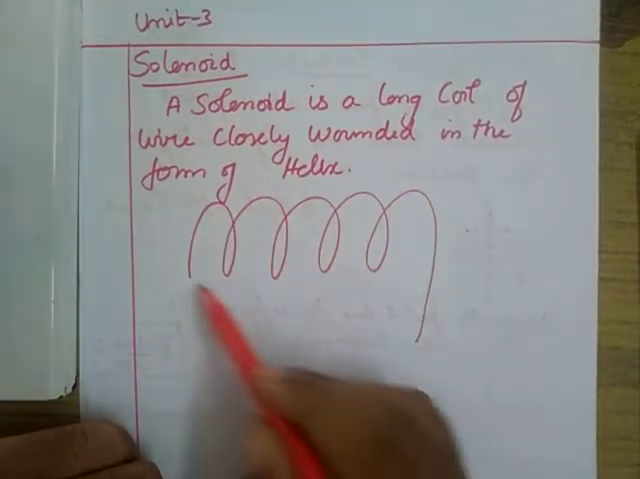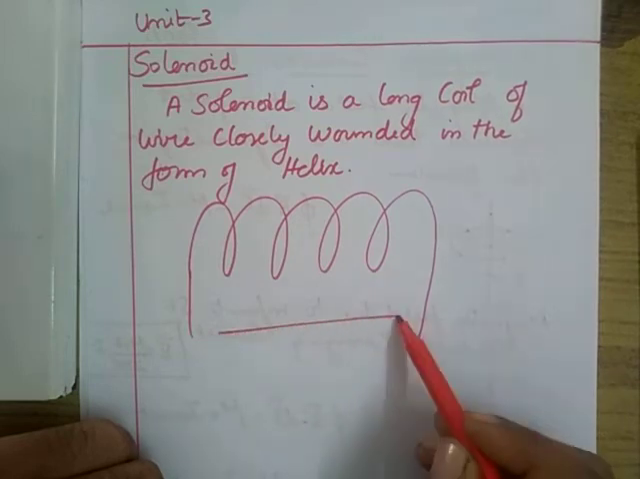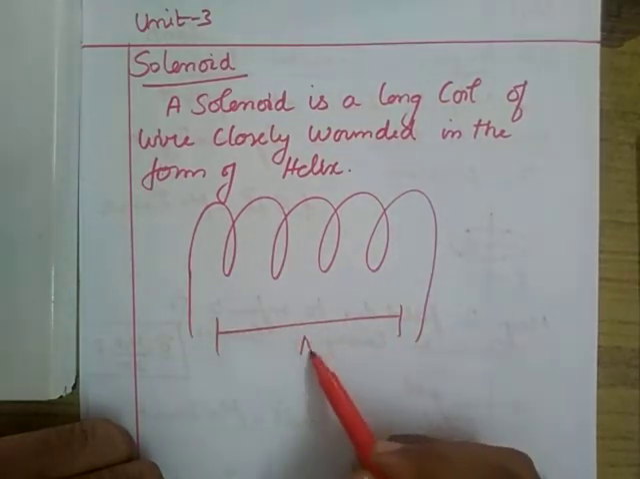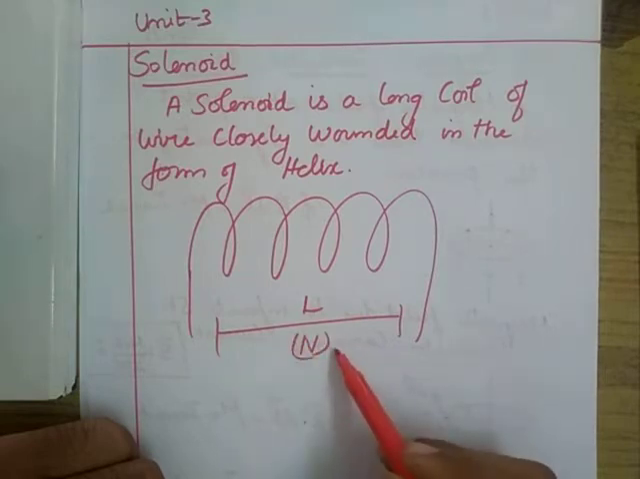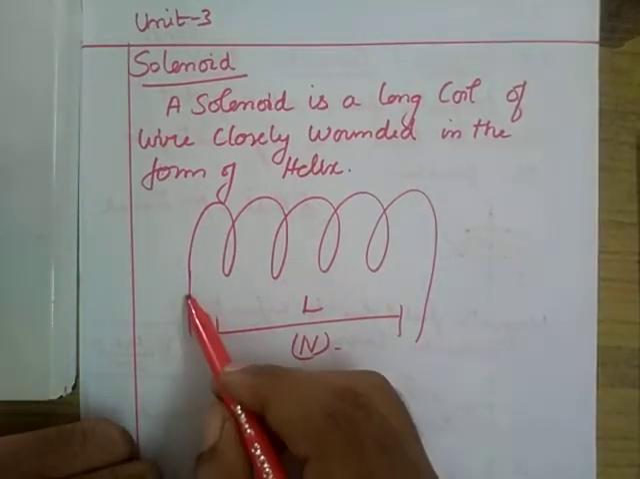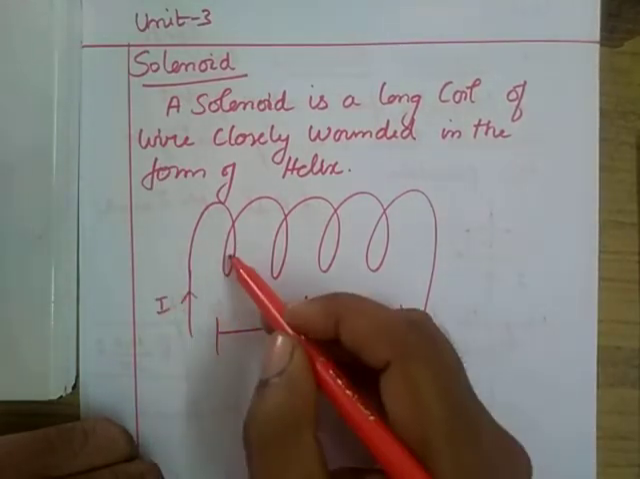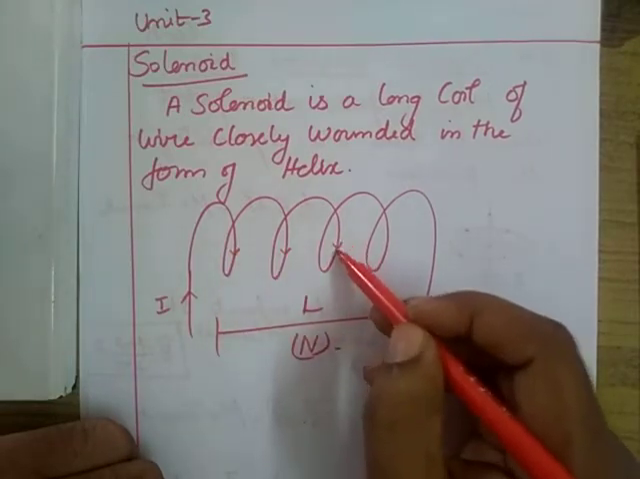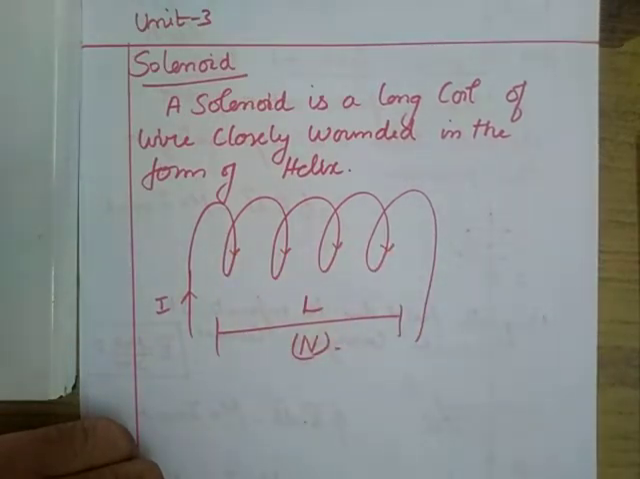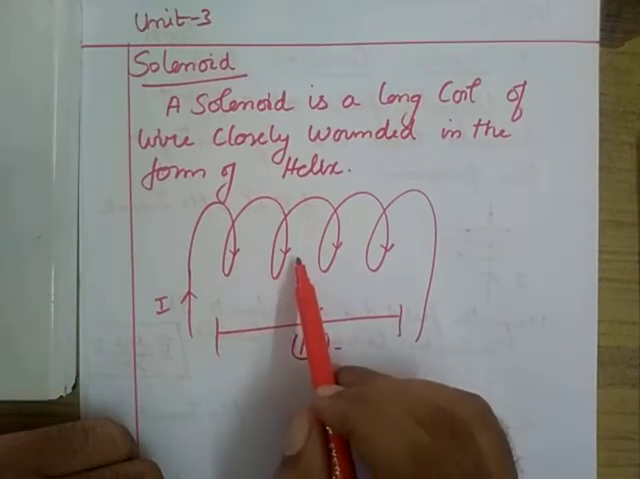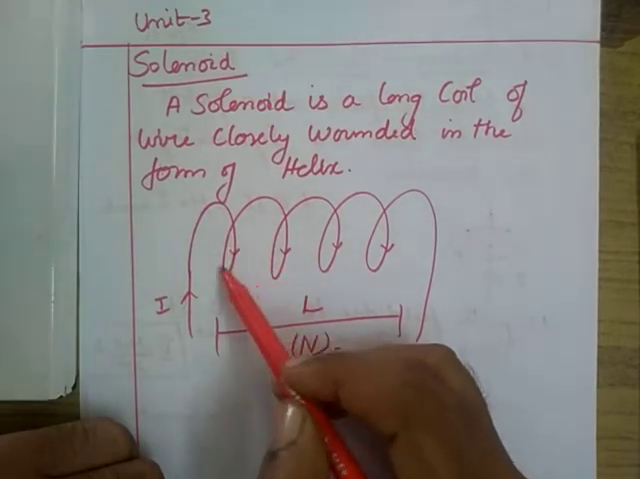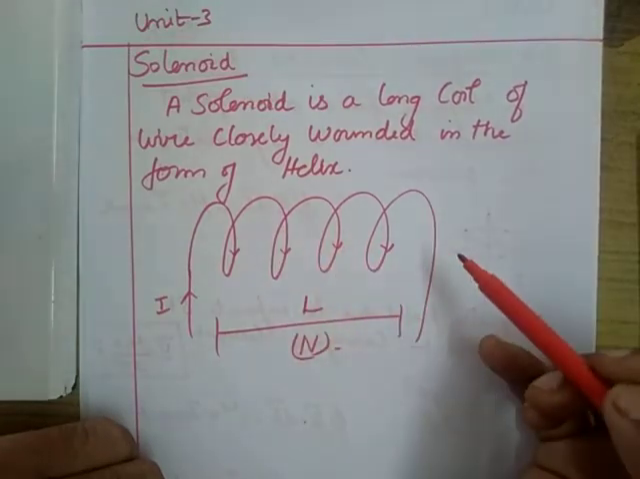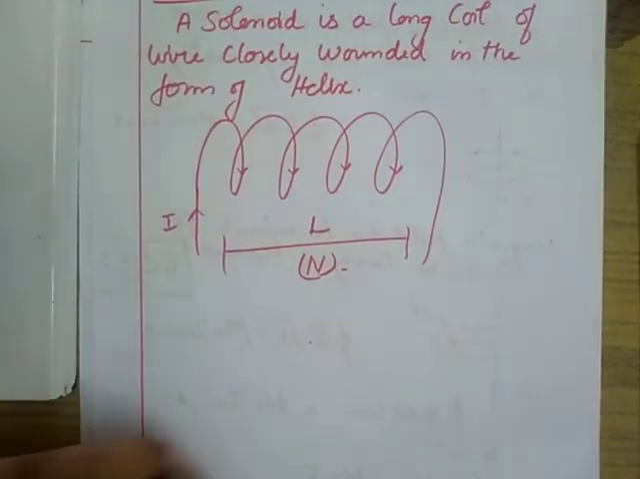This solenoid consists of n number of turns and its length is L. If I apply a current in the solenoid in this direction, then it produces a magnetic field. The magnetic field due to the solenoid is equal to the sum of the magnetic fields due to each turn of that solenoid.